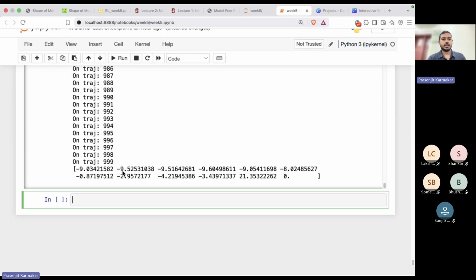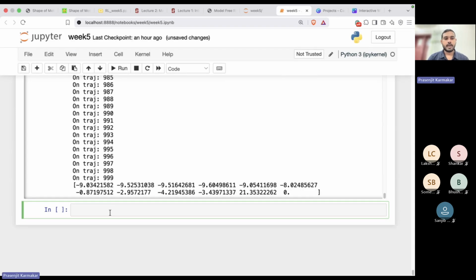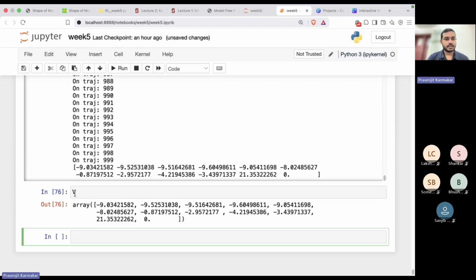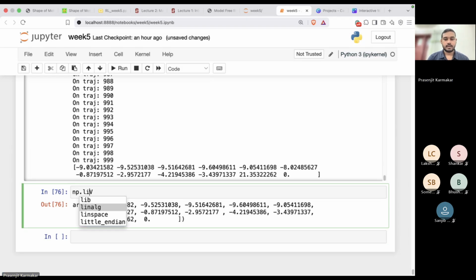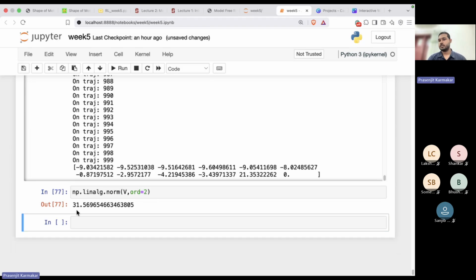Still running. Okay, so my value comes here. Let's do the np.linalg.norm, ord equal to 2. It's at 31. So that means we need to interact more. Okay, so we need to interact more, but let's see how my value function converges.